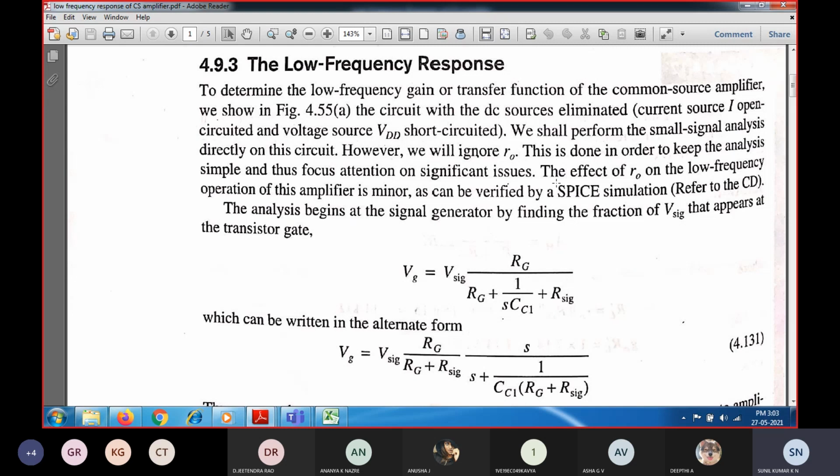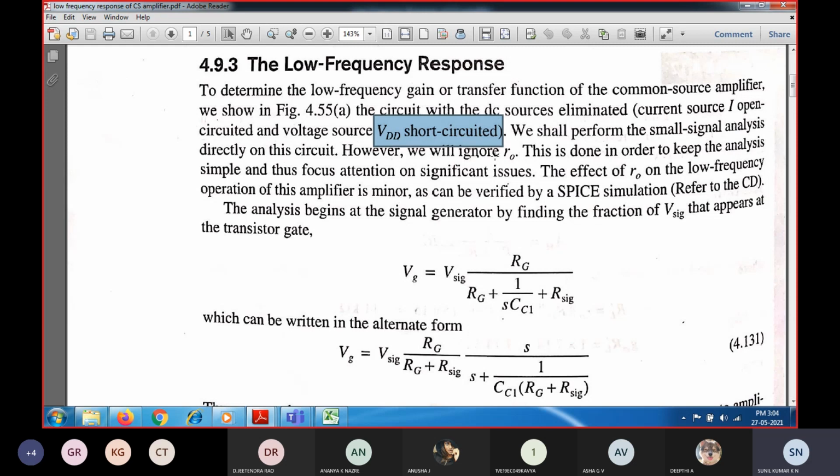So when we are going to perform analysis for the frequency range, obviously we are going to remove all the DC sources, making voltage sources a short circuit, and current sources will be made an open circuit. So the voltage source VDD will be made a short circuit, and the current source will be made an open circuit. And we are going to perform the small signal analysis, the small signal equivalent circuit model, directly on the circuit.